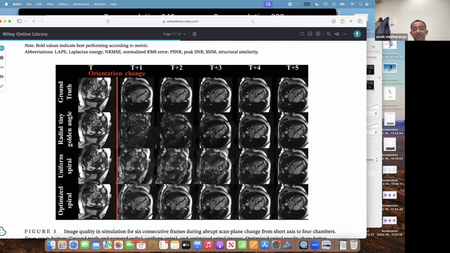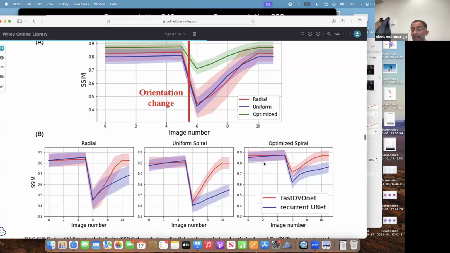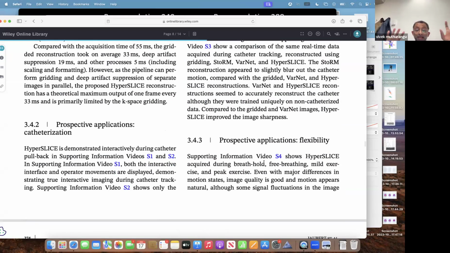If you compare just a simple uniform spiral with an optimized spiral, much better image quality during those transitions. And you can see that, and that's both for fast DVDNet and the original recurrent UNet. But the fast DVDNet is much better. If you look at these SSIMs, you get really quick back up to high image quality. So that's the sort of simulation work, but probably what's most interesting, of course, to everyone is the prospective.